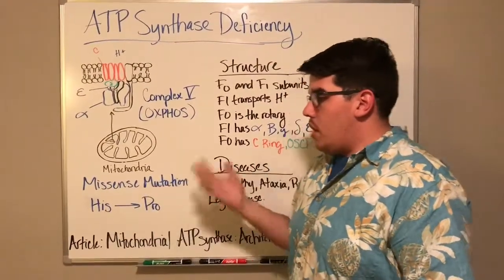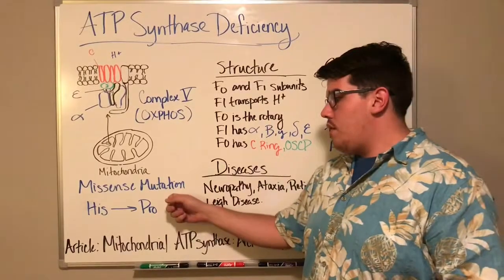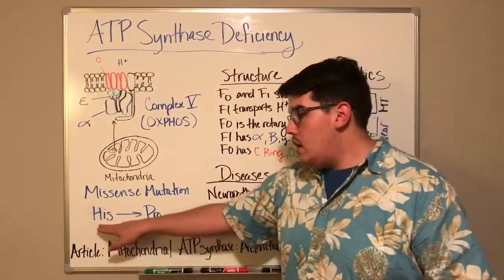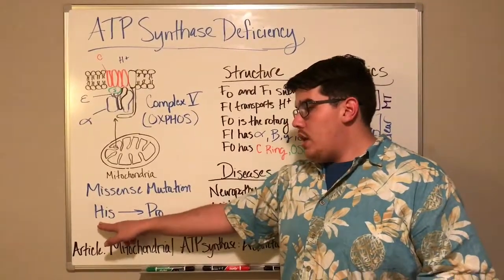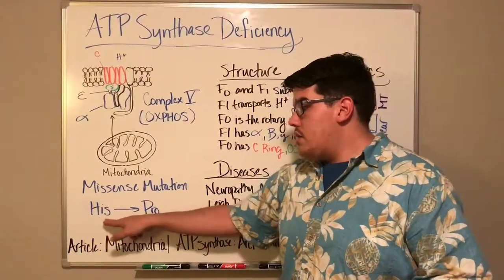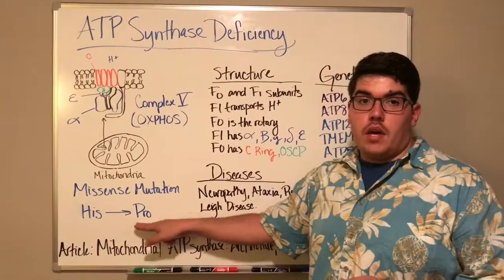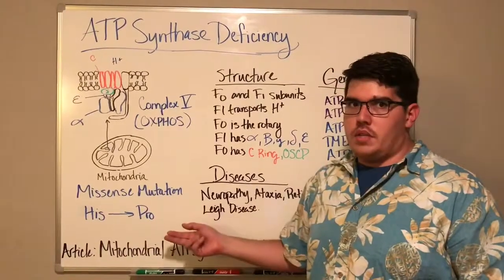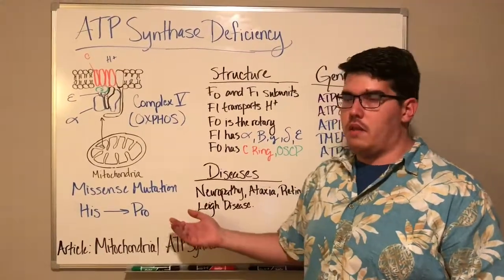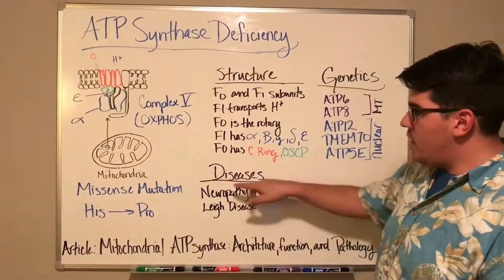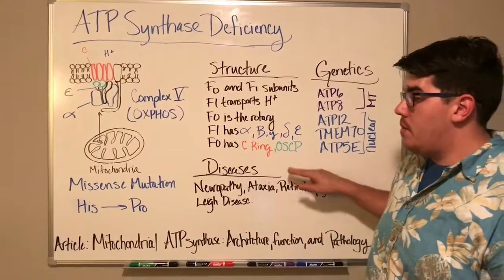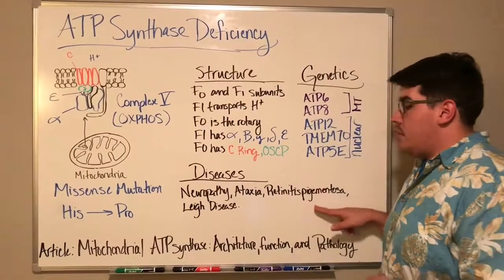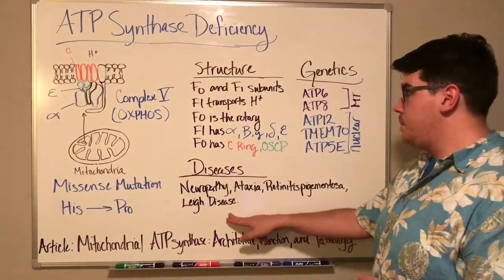What a missense mutation is: one of the nucleotides is changed in the DNA, resulting in an amino acid that originally was histidine now being a completely different amino acid, which results in a different protein structure and ultimately a different function. The diseases that are associated with some of these are neuropathy, ataxia, retinitis pigmentosa, and Leigh disease.